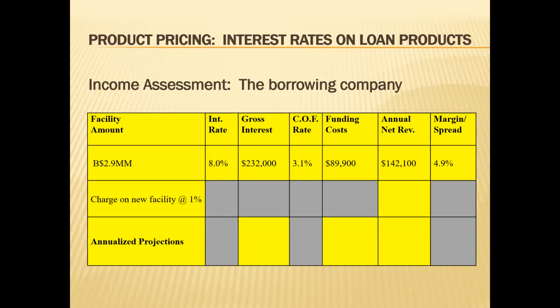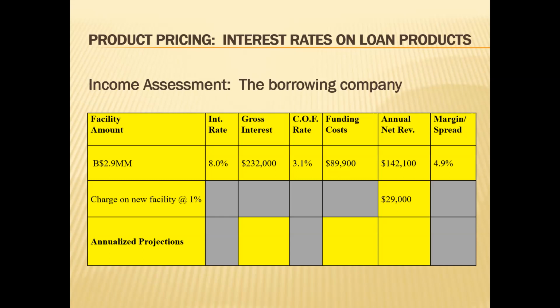Say that again, sir. 1% of 2.9 million is how much? To get an annual net revenue for that line, the next line, the charge on new facility at 1%. 29,000. 29,000. Anyone get anything different? 29,000. Okay. Alrighty.